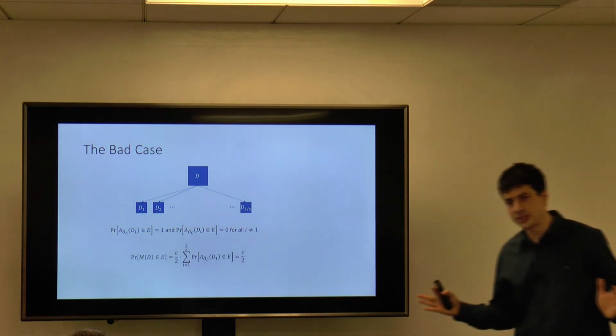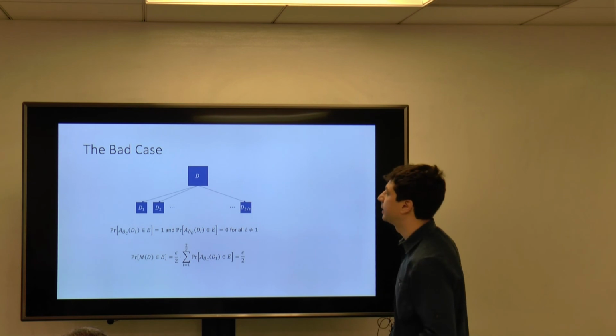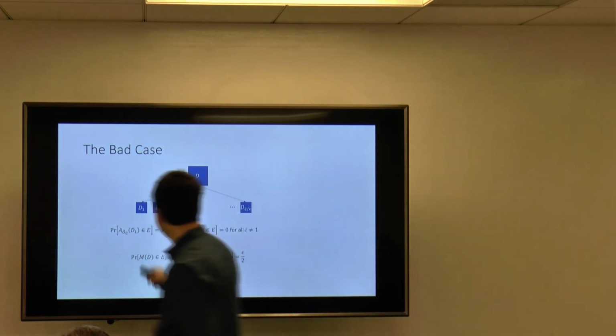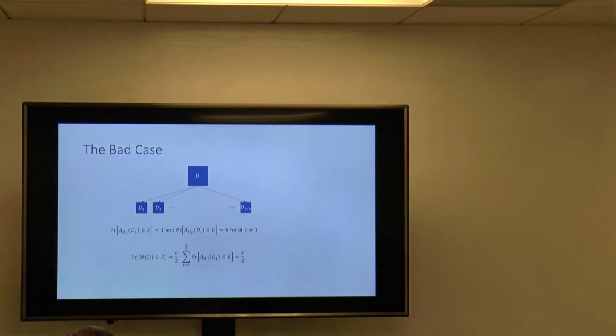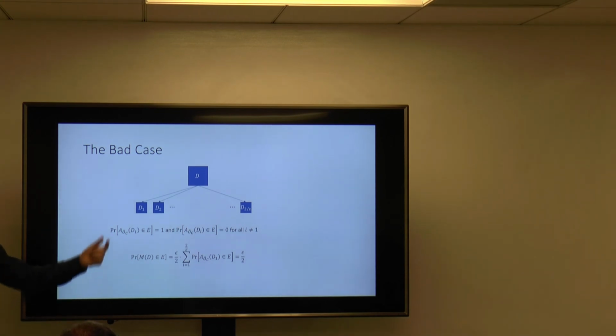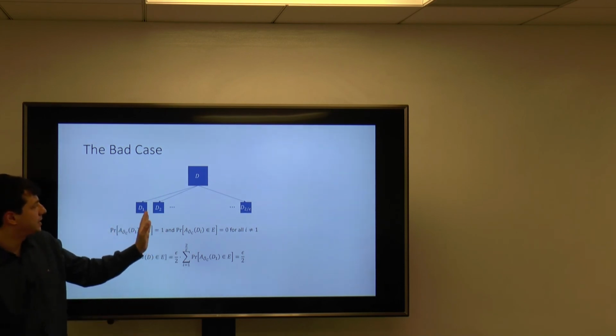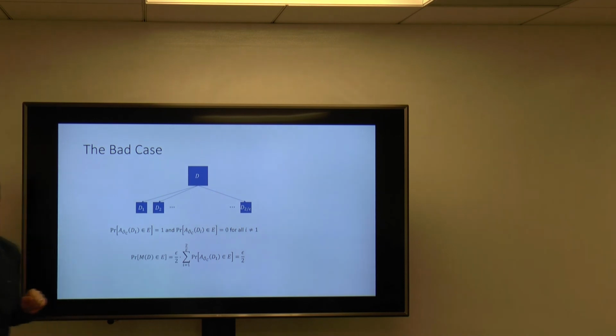OK, we've got 2 over epsilon partition elements. They all survive the first check. Maybe there's some event E that happens with high probability when I run my learning algorithm on the first partition element. Say it happens with probability close to 1. But this event E happens with probability close to 0 on all of the remaining partition elements.